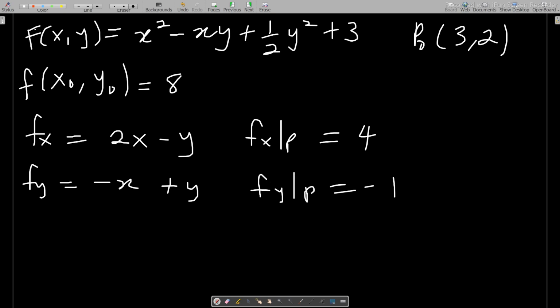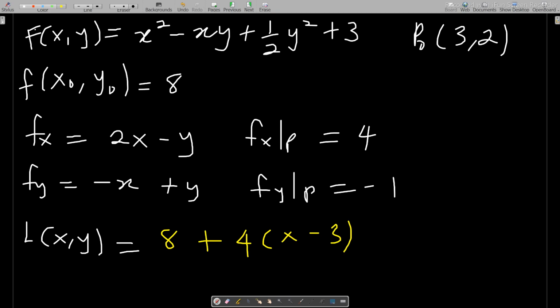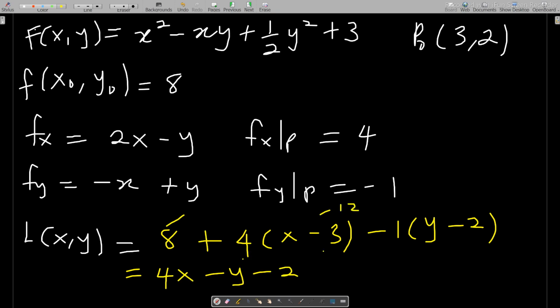Then our linearization L of x y is equal to f of x naught y naught, which is 8, plus f x at p, which is 4, times x minus x naught, which is 3, then minus 1 times y minus y naught, which is 2. If you simplify this correctly, you get 4x minus y minus 2. It's 8, then 4 times this gives minus 12, so 8 plus minus 12 is minus 4, then minus 1 times minus 2 gives plus 2. Just simplify as you know. So that is the solution to the first question.